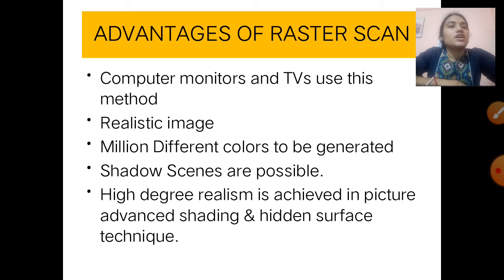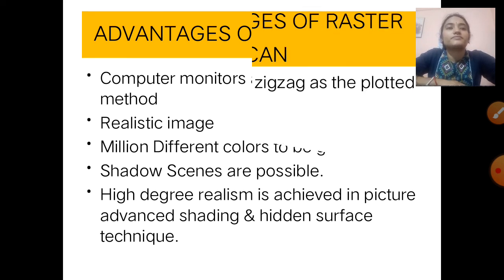Then advantages. Computer monitors and TVs use this method. Which method? Raster scan method. Realistic images also use the raster scan method. Different colors can be generated in the raster scan system. Shadow screens are also possible in the raster scan method. A high degree of realism is achieved in pictures, and advanced shading and hidden surface techniques are possible in raster scan display. These are the advantages.